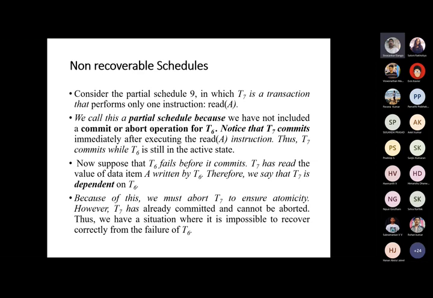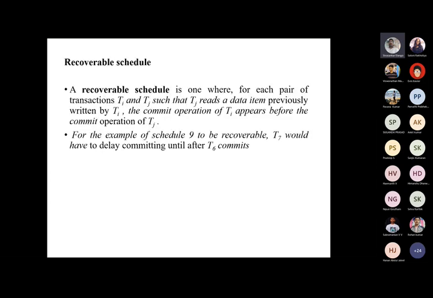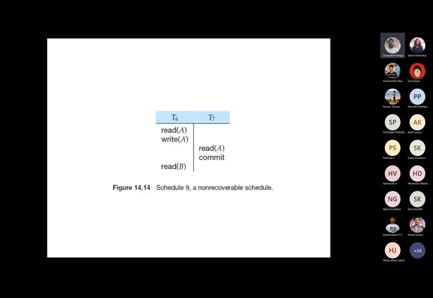Now suppose that transaction T6 fails before it commits. Transaction T7 has read the value of a data item written by transaction T6. Therefore, we say that T7 is dependent on T6. Because of this, we must abort T7 to ensure the atomicity property. However, T7 has already committed and cannot be aborted. So we have a situation where it is impossible to recover correctly from the failure of T6. So this is known as a non-recoverable schedule.